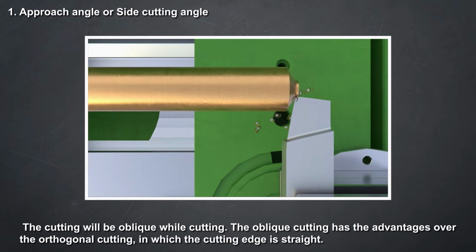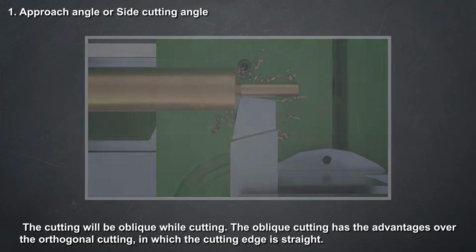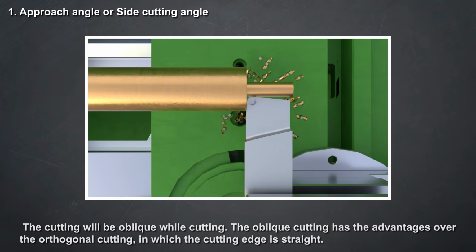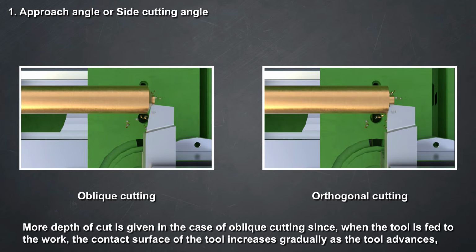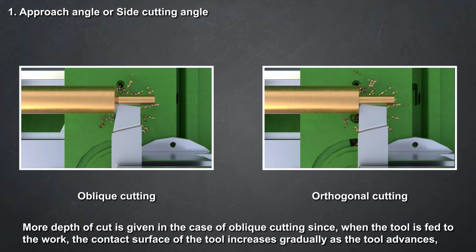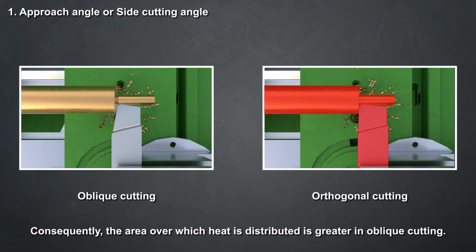The cutting will be oblique while cutting. The oblique cutting has advantages over the orthogonal cutting, in which the cutting edge is straight. More depth of cut is given in the case of oblique cutting, since when the tool is fed to the work, the contact surface of the tool increases gradually as the tool advances, whereas in the case of orthogonal cutting, the length of the cutting edge for the given depth fully contacts the work from the beginning itself, which gives a sudden maximum load on the tool face. Consequently, the area over which heat is distributed is greater in oblique cutting.